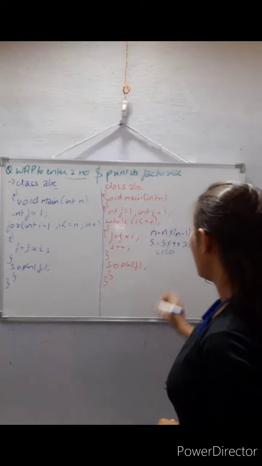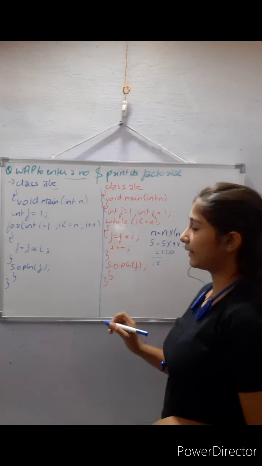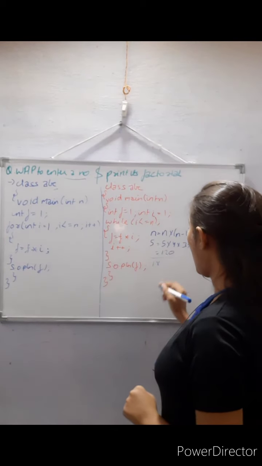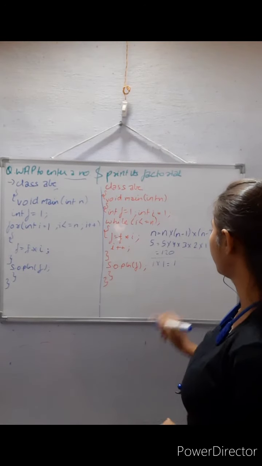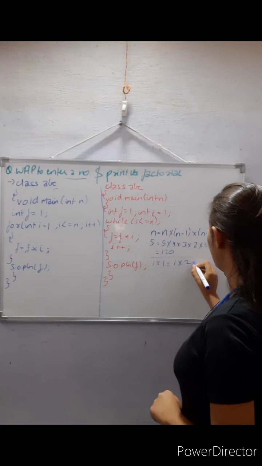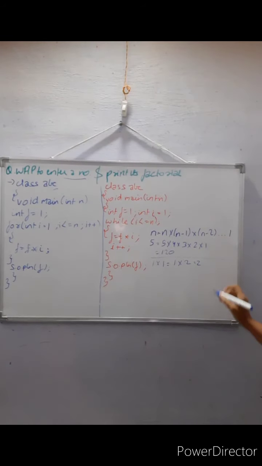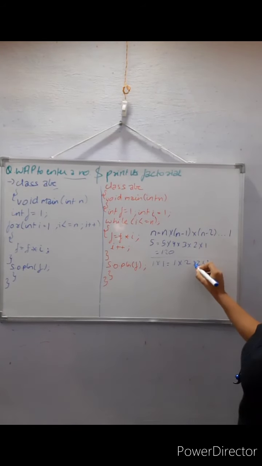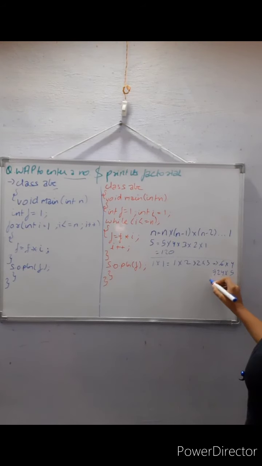So suppose f is 1 in the starting. If you want to take the factorial of number 5, so I in starting would be 1. So now the value of factorial is 1. Then I becomes 2. Now the value of factorial is 2. Then I becomes 3. So the value of factorial is now 6. Then I becomes 4. So the value is now 24. Then I becomes 5. So the value is now 120.